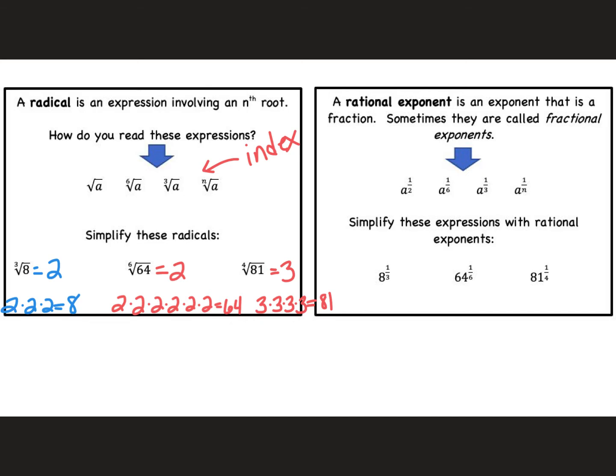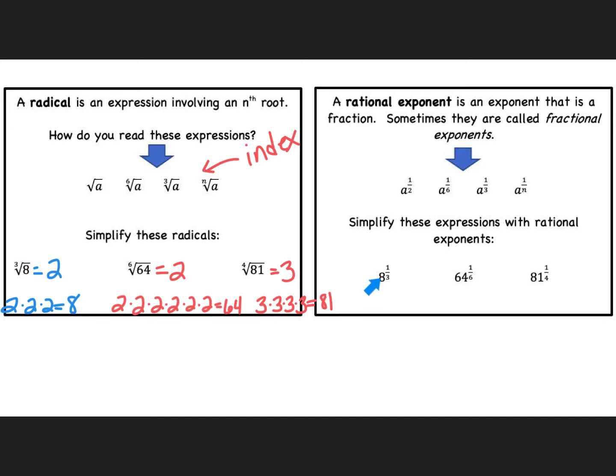All right, now we're going to look at rational exponents. A rational exponent is an exponent that is a fraction. So sometimes these are called fractional exponents. In class, I say rational rhymes with fractional to help you remember. So this is a to the 1/2 power, a to the 1/6, a to the 1/3, and a to the 1/nth power. So I want you to evaluate each of these.